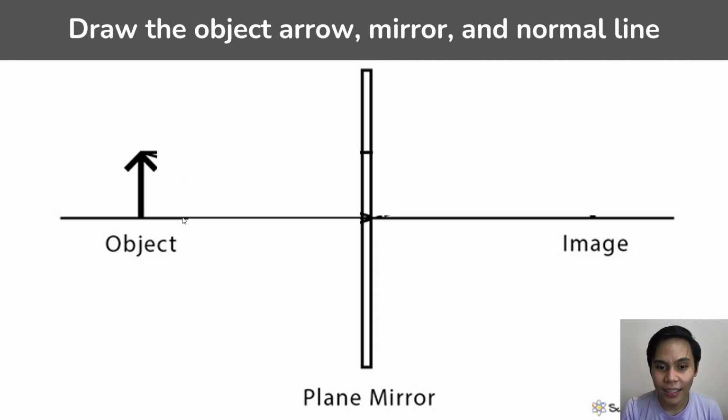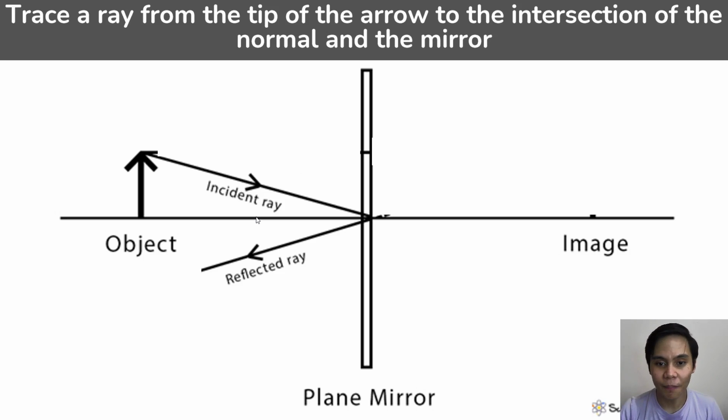Now the normal line again is the line that's just perpendicular to the mirror, and we put the base of the object on the normal line. All right, so this is the basic no light rays yet ray diagram.